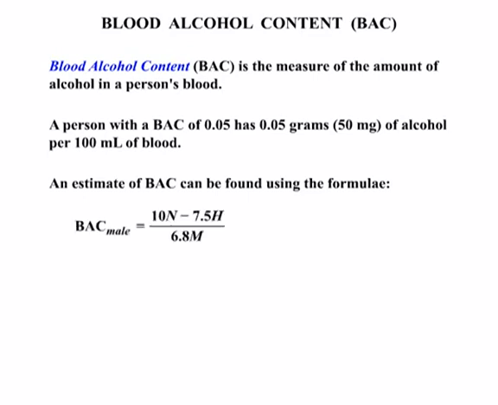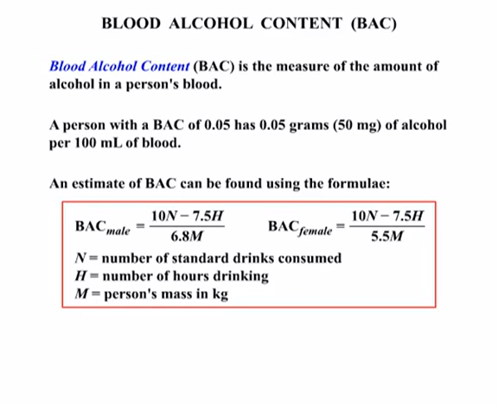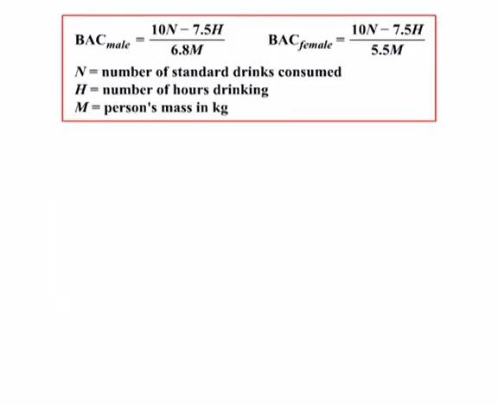And there's two different formulas here. The BAC for a male is equal to 10N minus 7.5H over 6.8M. And the BAC for a female is equal to 10N minus 7.5H over 5.5M. Now, that's where the N stands for the number of standard drinks consumed, the H is the number of hours drinking, and the M is equal to the person's mass in kilograms. So we'll just move those formulas up here and we'll have a look at some examples of this.